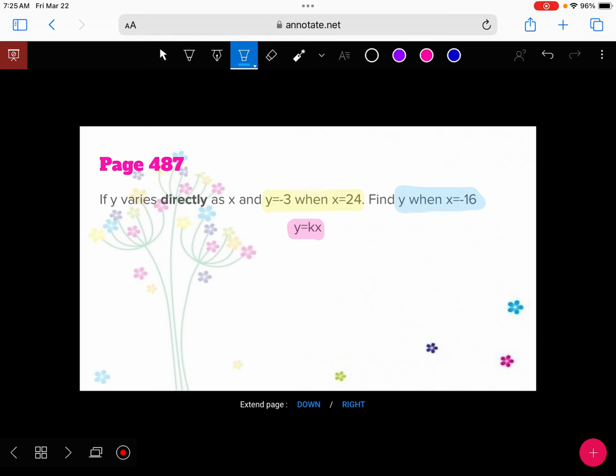So there's really 3 sets of information we need to know here. When y varies directly, we know we're going to look for this equation. They're going to give us some values so that we can figure out k. We need to know our constant k.